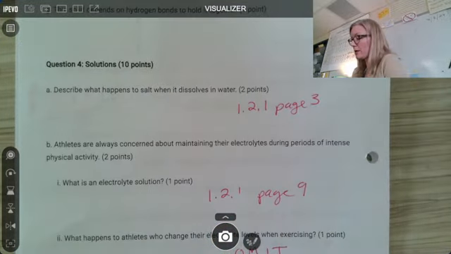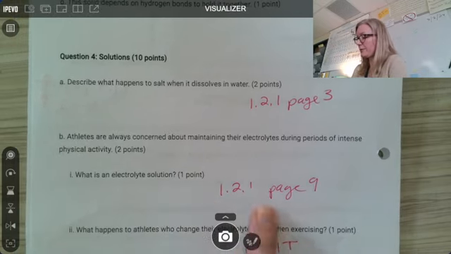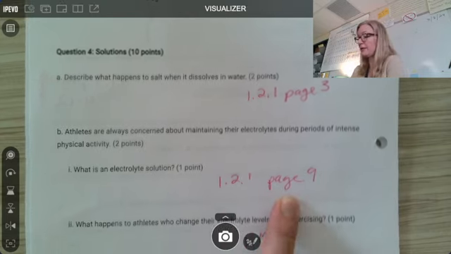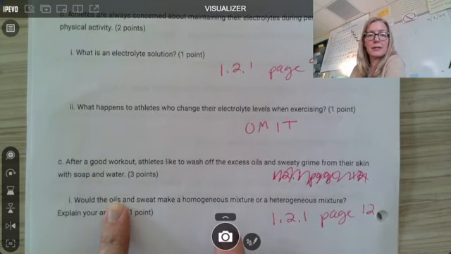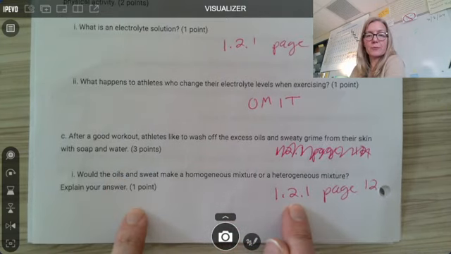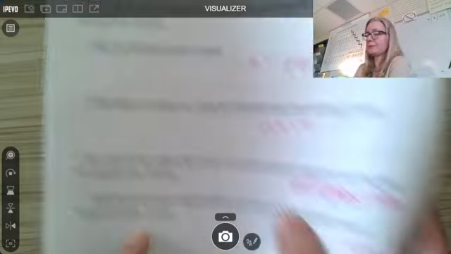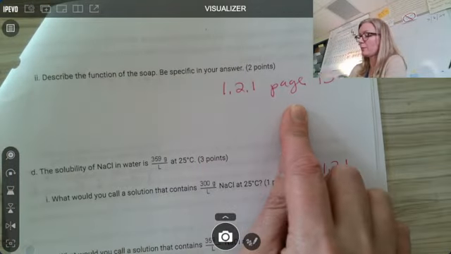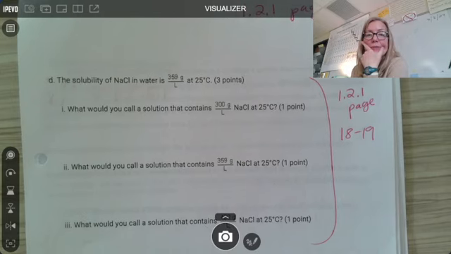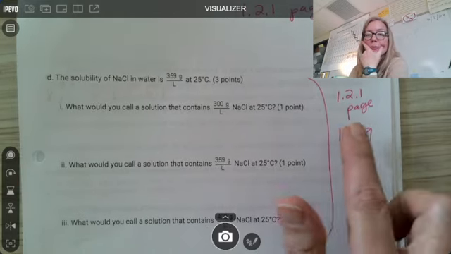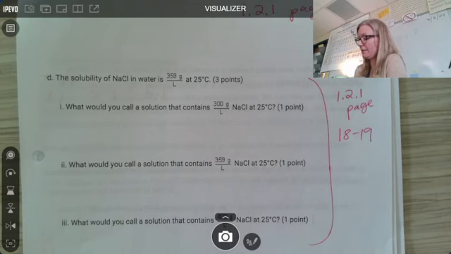Question 4, A is 1.2.1, page 3. B, the first part of B is 1.2.1, page 9. The second part of part B, I want you to omit that. I didn't see that anywhere in the book. And then for C, the first part, 1.2.1, page 12. And the second part, 1.2.1, page 13. All of this stuff is 1.2.1, page 18 to 19.